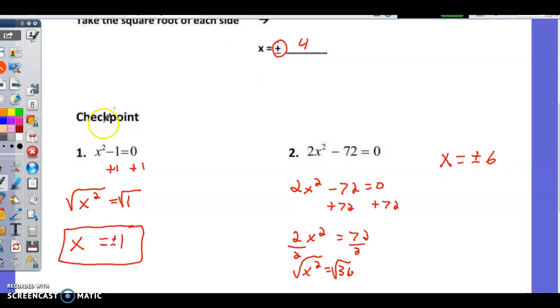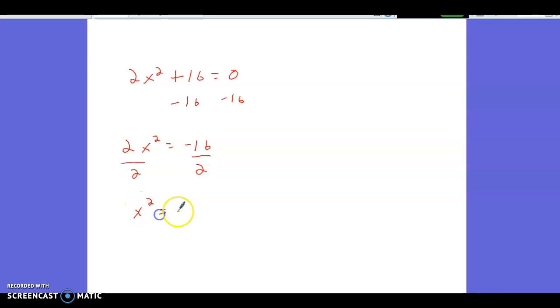All right, just another sample problem. If you see something like this, and this is kind of where the negative part comes in. Let's say I have 2x squared plus 16 equals 0. All right, the first step on this problem would be to subtract 16 from both sides. So that would be 2x squared equals negative 16. Next step would be to divide by 2. So then I have x squared equals negative 8.